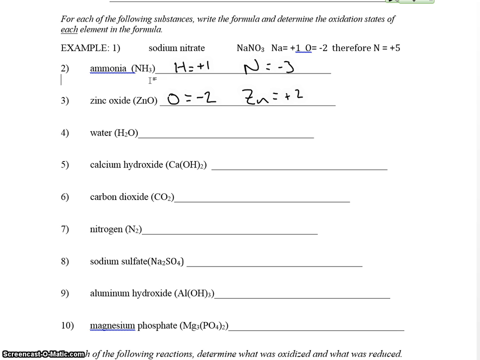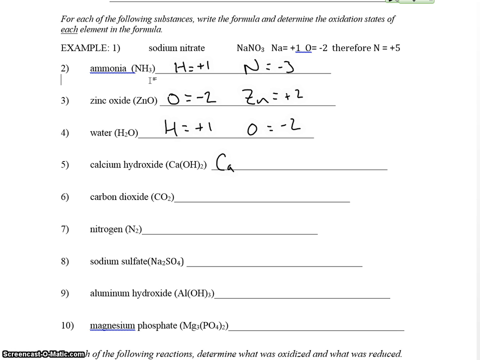Let's take a look at water. By definition, hydrogen is always going to be a +1. Oxygen is always going to be a -2. And that makes sense because we've got 2 hydrogens in water, so 2 positive ones are going to cancel out the -2 from oxygen.